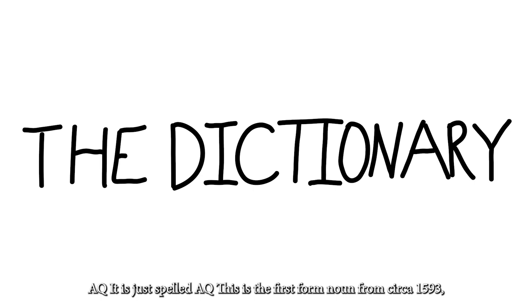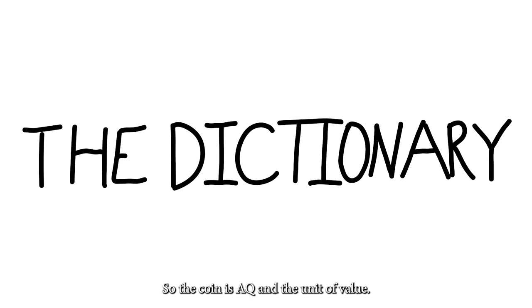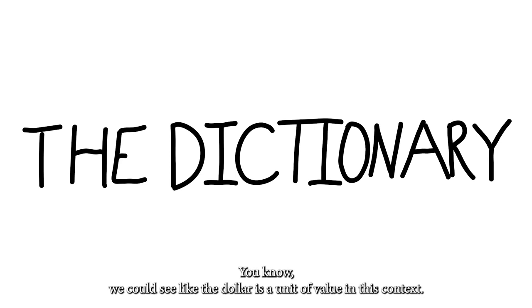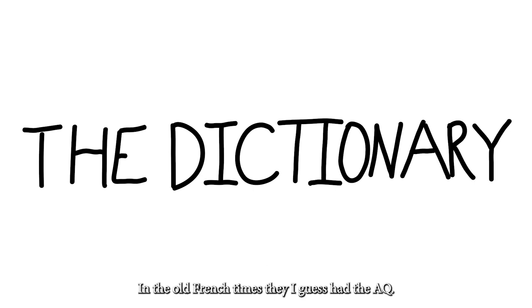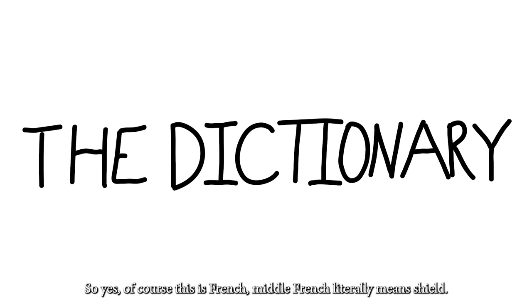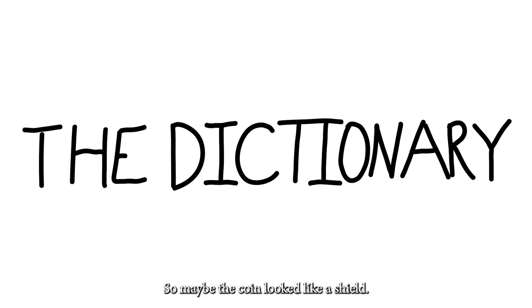This is the first form, noun from circa 1593. Any of various old French units of value. Also, a coin representing an AQ. So the coin is AQ, and the unit of value, you know, we could say like the dollar is a unit of value in this context. In old Frenchy times, they, I guess, had the AQ. So yes, of course, this is French, Middle French, literally means shield. So maybe the coin looked like a shield. Maybe I can find a picture, put it on the social media of one of these old French coins.